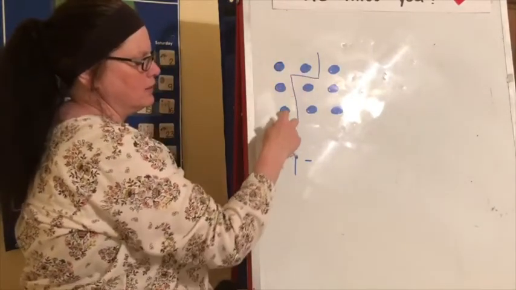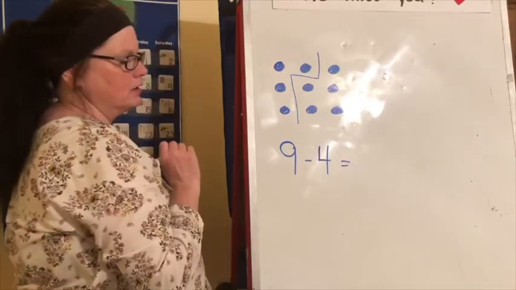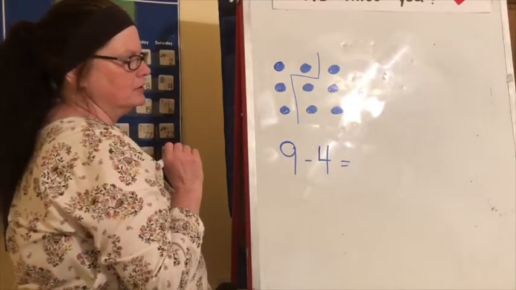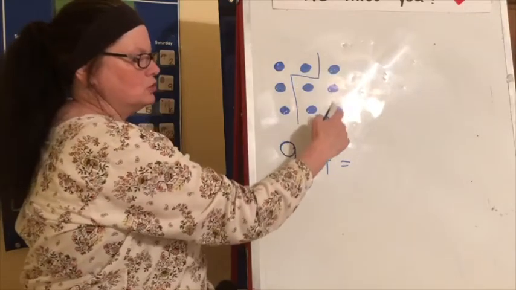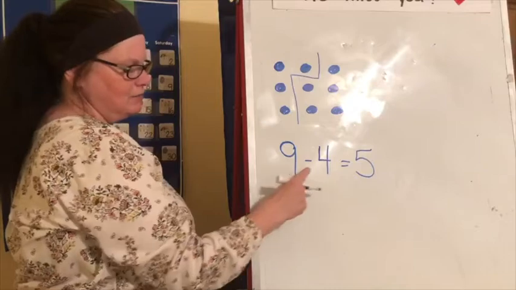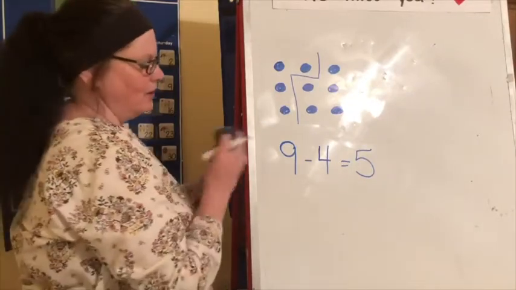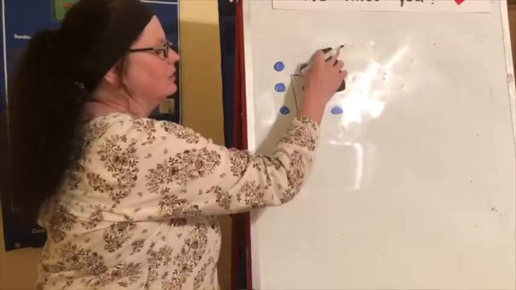1, 2, 3, 4. 9 minus the 4, how many are left? 1, 2, 3, 4, 5. 9 minus 4 equals 5. All right, we're going to try one more together.